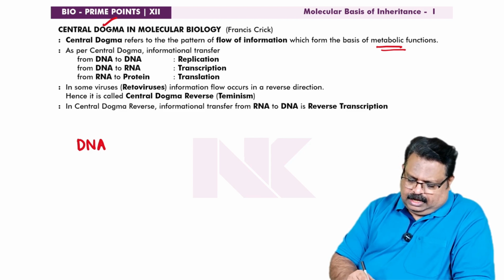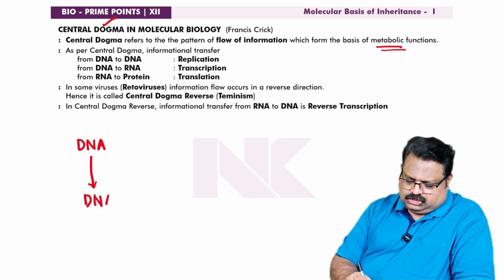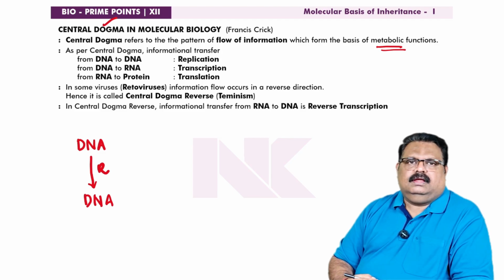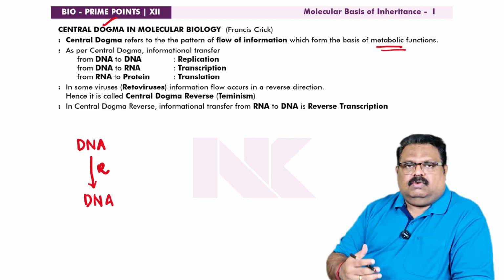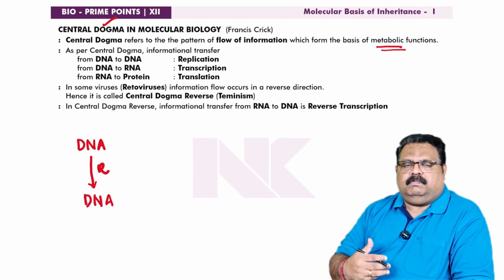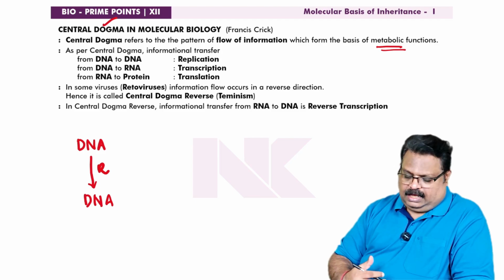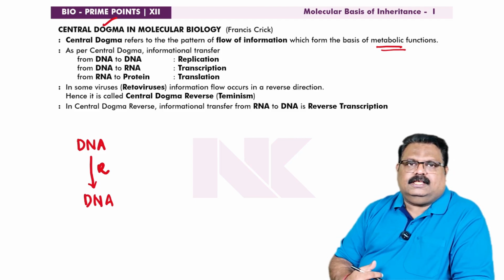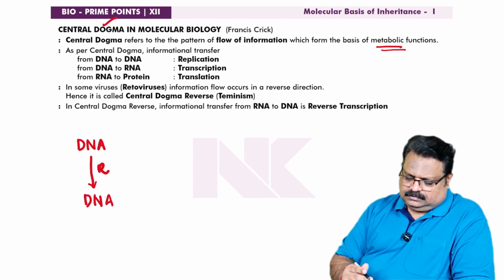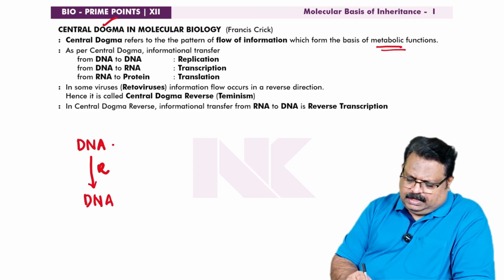One DNA can produce another DNA. One DNA can produce its copy by a process called replication. That means when a cell divides, DNA can be multiplied or replicated to produce another DNA having the same information. So information transfer from DNA to DNA is called replication. Then the information can be transferred from DNA to RNA.